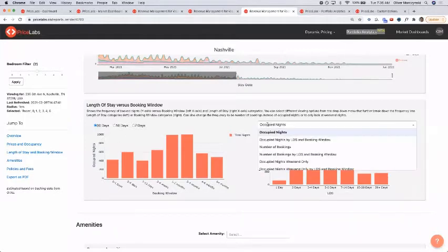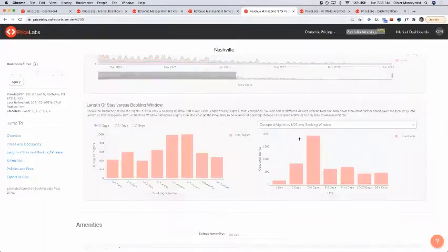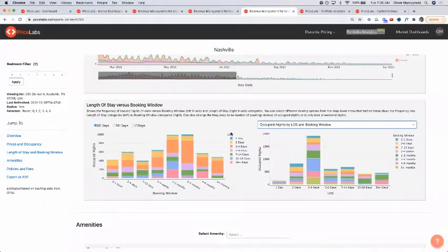Then what you can do is stack length of stay and booking window. If you click on this drop down and go to occupied nights by LOS and booking window, it'll let you know, based off of how far out people are booking, how long are they staying for? For example, you could see that 2 to 4 months in advance, most of their bookings are for 3 to 4 nights. That's that orange section in the chart here. You can see that makes up the majority of the bookings.